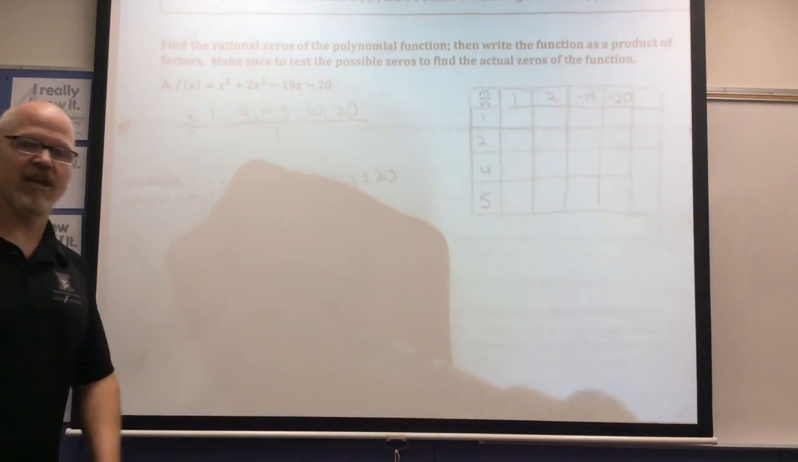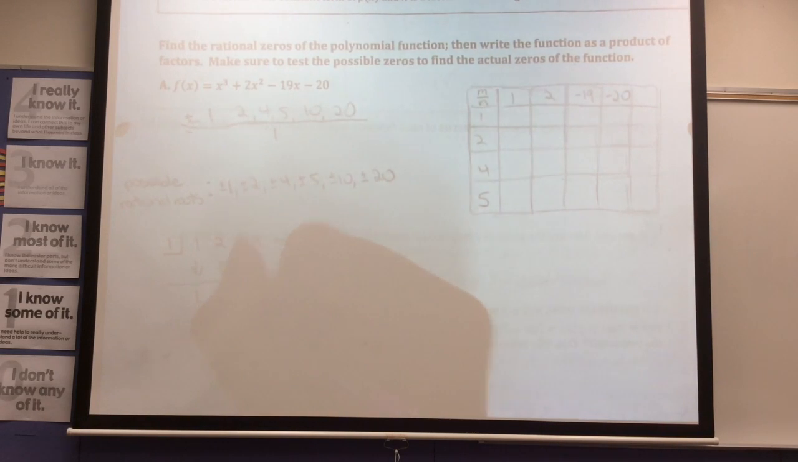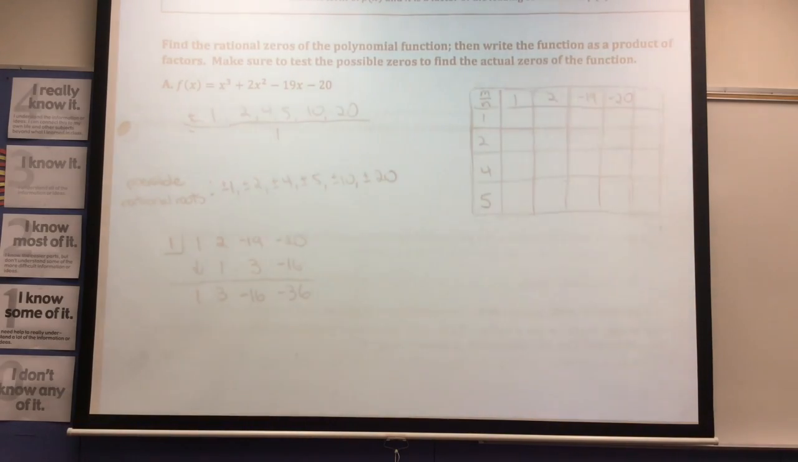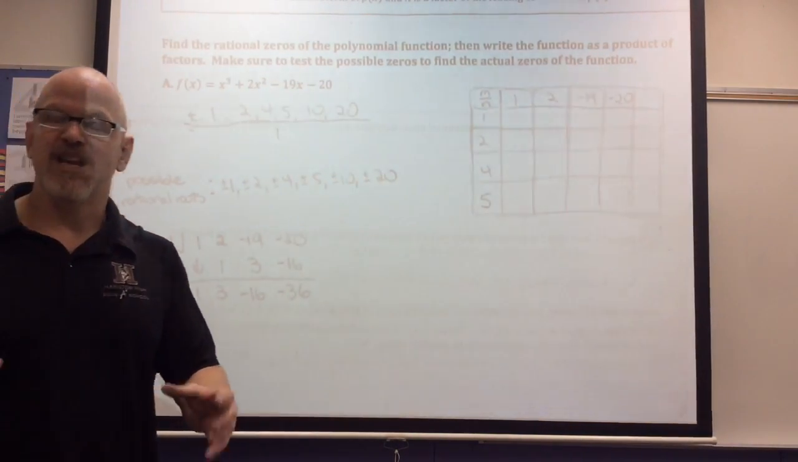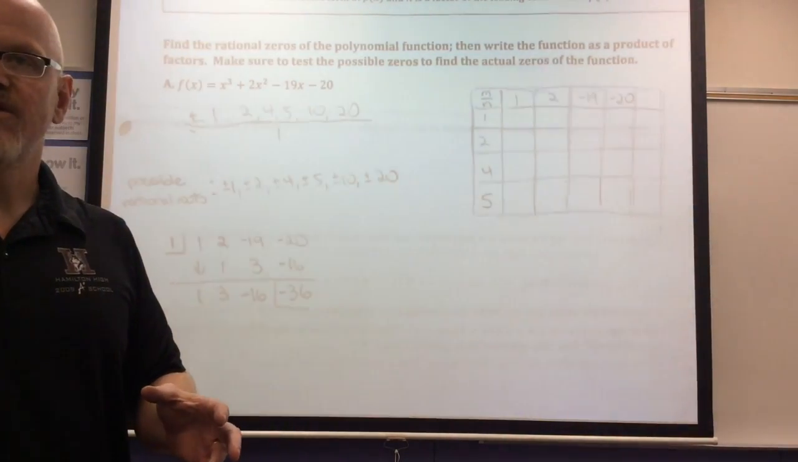We drop it down, we get 1. We multiply and get 1. Add and we get 3. Multiply and get 3. Add and get negative 16. Multiply and add, and we get negative 36. Is that a root? No, it's not a root because we don't have a remainder of 0.